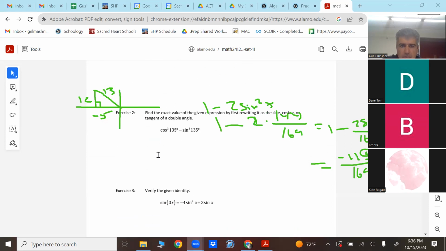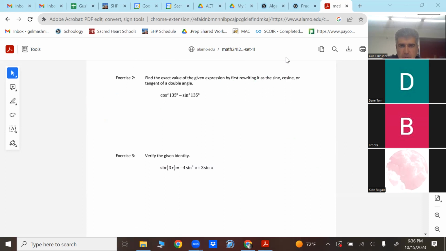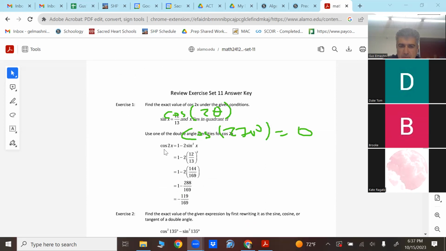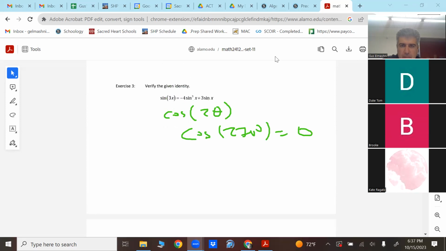Let's try 2. So 2, they want you to rewrite a sine, cosine, tangent of a double angle. I think that's pretty obvious. It's going to be cosine 2 theta, or cosine 270 degrees. And of course, that answer is going to be 0. Yeah, 0. But next one's a good one.